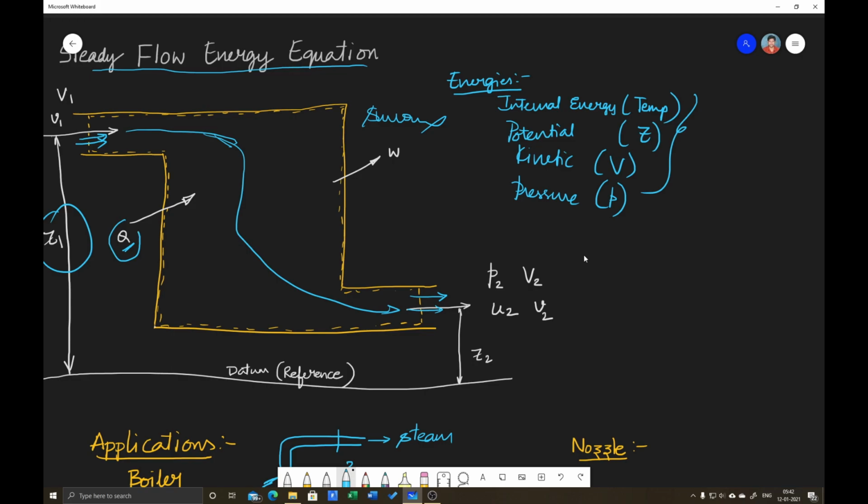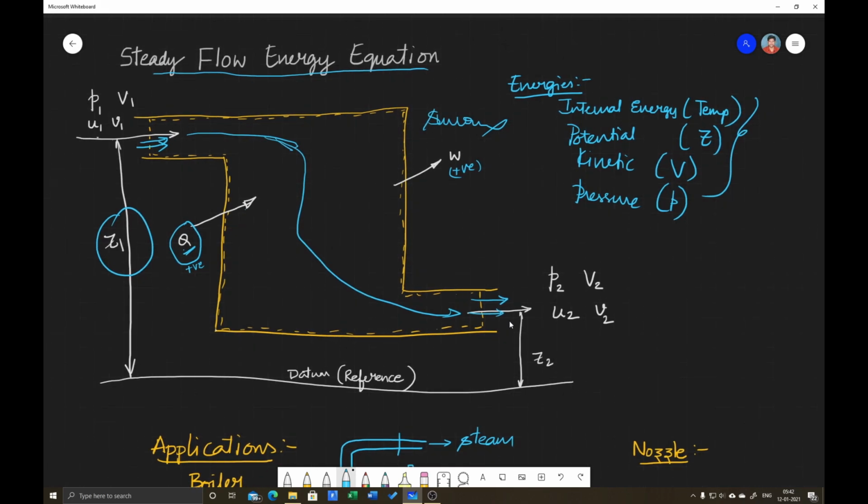Okay, so here heat is getting into the system because it is positive. We are assuming like this: heat is getting into the system and work is getting out of the system. These two are positive in nature. By this, we'll try to derive the steady flow energy equation of the system. So now we'll write the different terms involved in this.